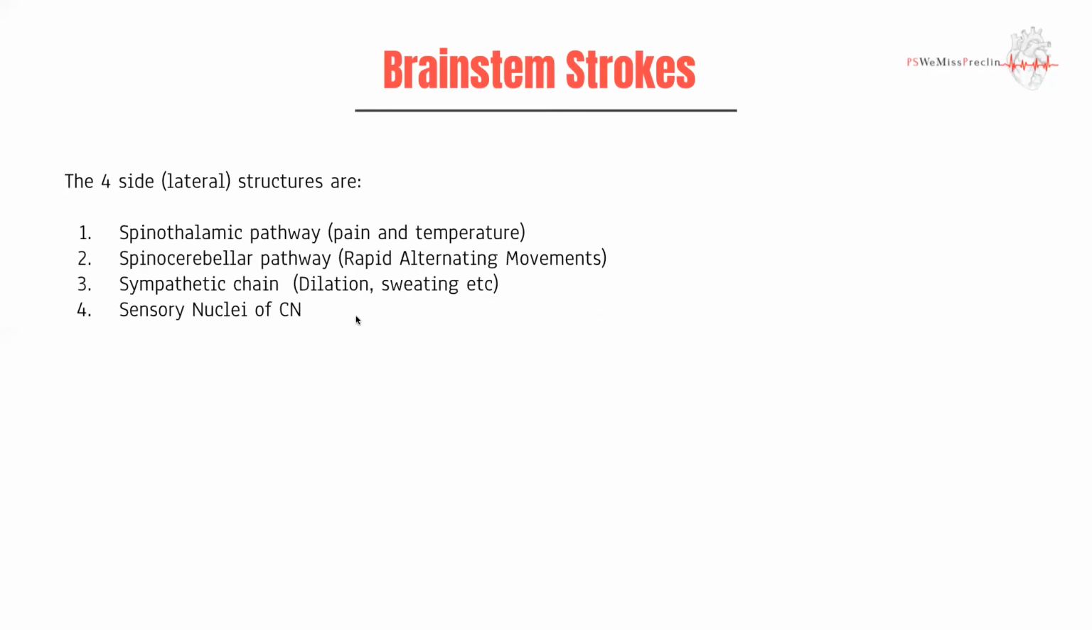Now talking about the structures that arise from the sides, you have the spinothalamic pathway responsible for pain and temperature. You have the spinocerebellar pathway for rapid alternating movements. You have your sympathetic chain and sensory neurons of the cranial nerves.